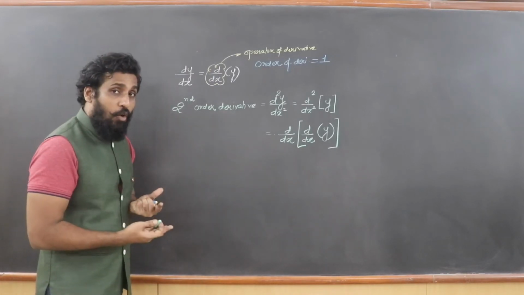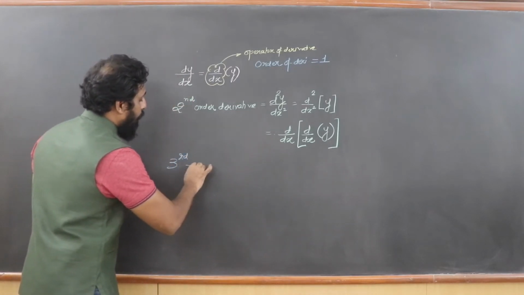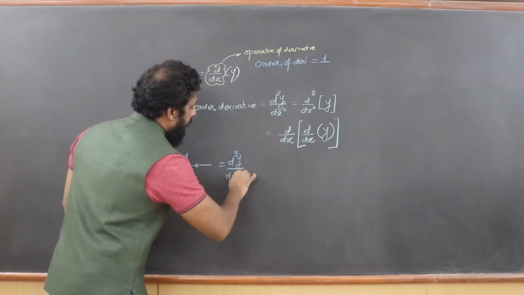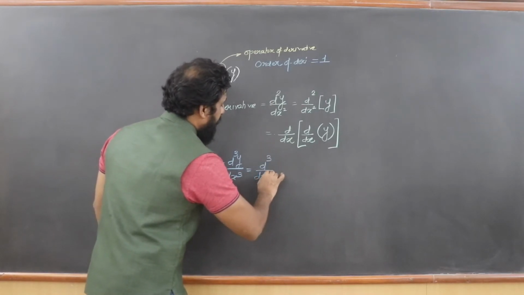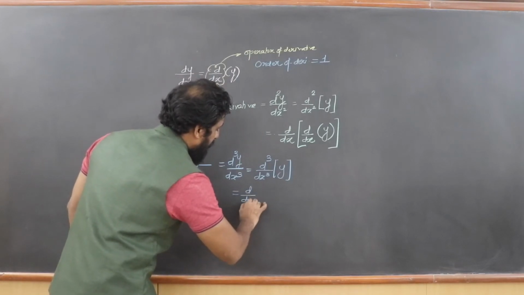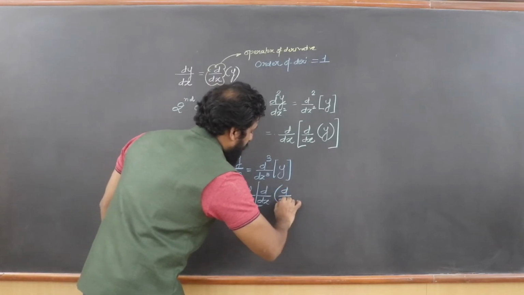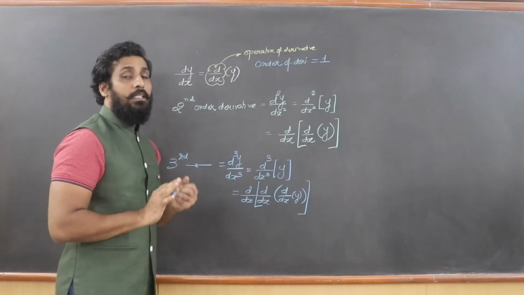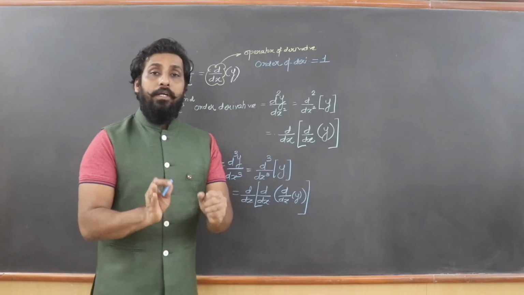You can definitely go further and write a third order derivative. It will be written as d cube y upon dx cube, or d cube upon dx cube of y, which can be written as d by dx, then again d by dx, and then finally d by dx of y. So basically order simply means how many times you are going to differentiate a particular function.